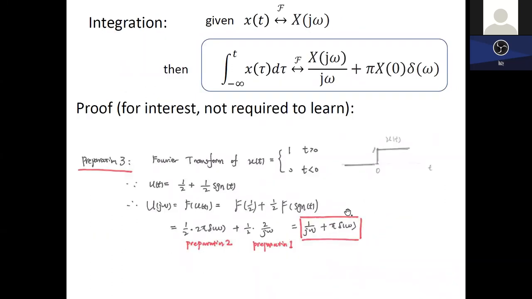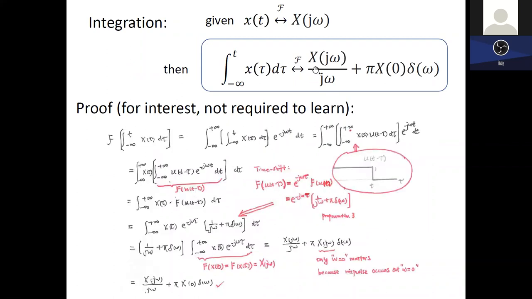Okay, with these three preparations, we can now come to the proof of this integration property. We want to calculate the Fourier transform of the integral of x tau. So we place this integral in the standard formula for the Fourier transform. This integral is a function of t, right? After taking the integral, tau disappears, and the result depends on the upper limit t, so it's a function of t. A function of t times exponential minus j omega t dt, that's the Fourier transform for this function.